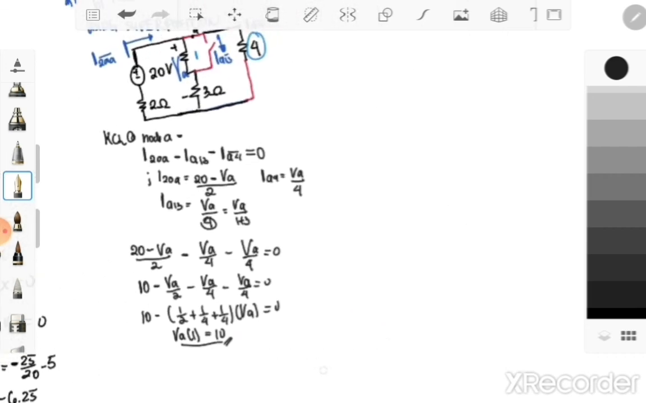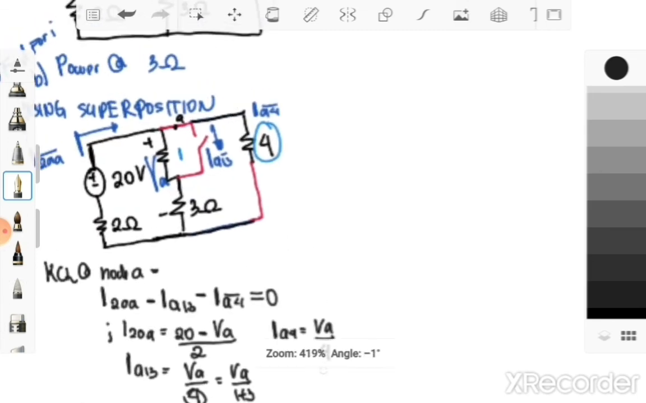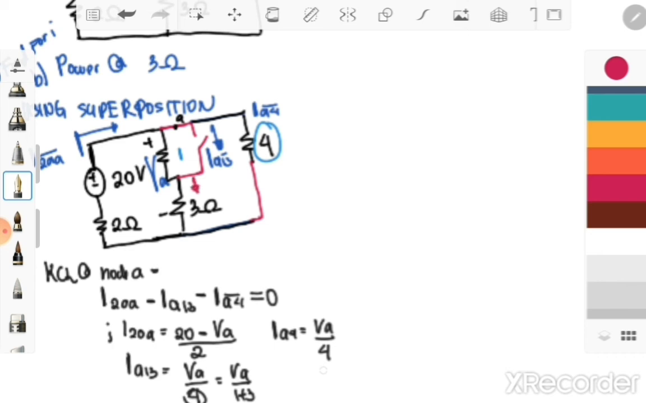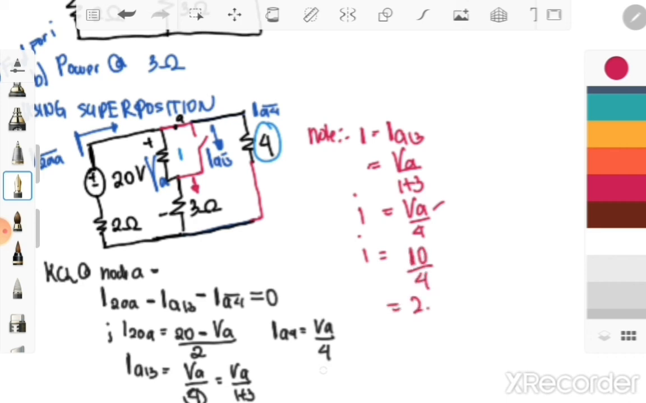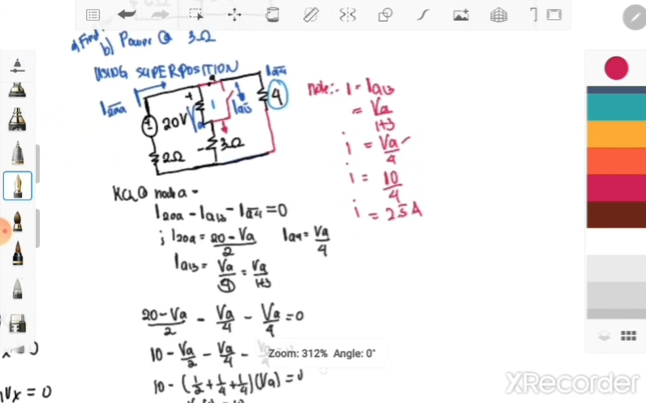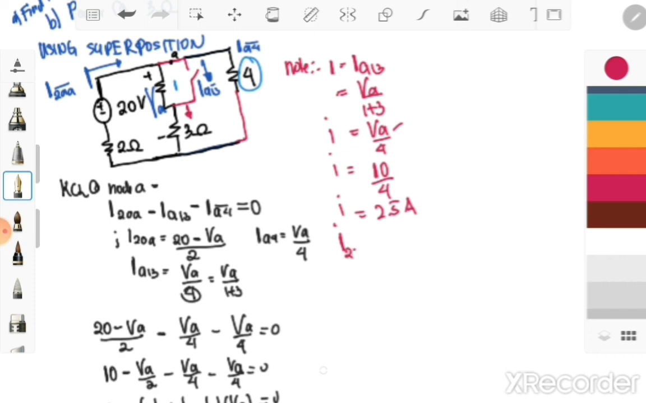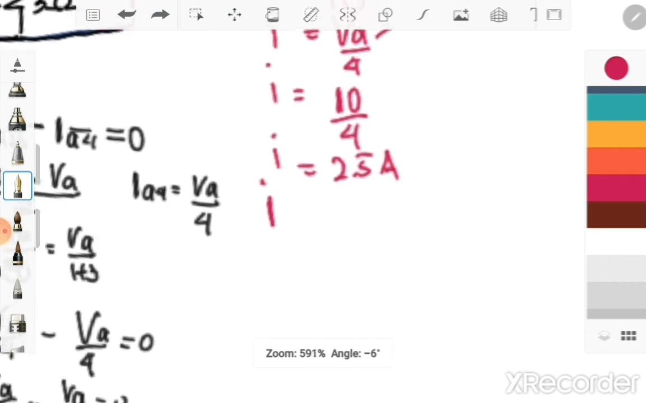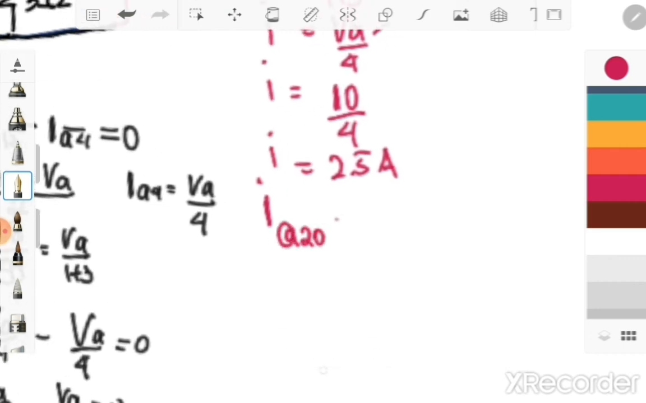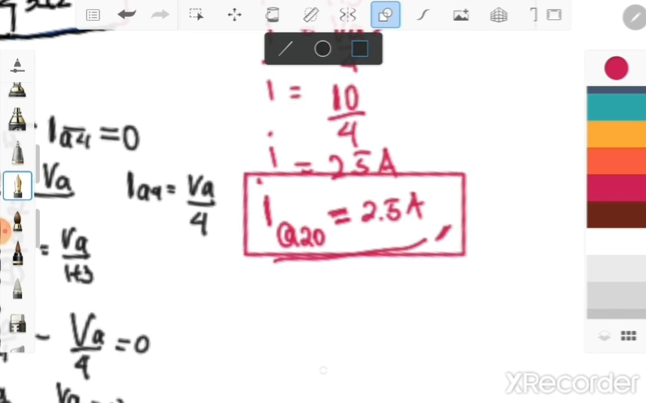So since you all know that your VA is equal to 10, how will we solve for I? Take note that I is equal to IA13, which is equal to VA divided by 1 plus 3, which is VA over 4. It is the value of your I, wherein our VA is equal to 10 volts divided by 4, therefore our I is equal to 2.5 ampere. Take note that this I is I at 20 volts. We put I at 20 volts is equal to 2.5 ampere. Okay, so this will be our IA20.